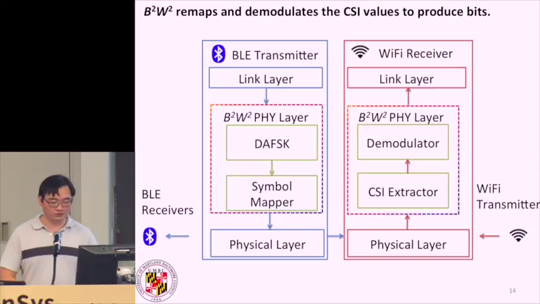So again, I just wanted to show you the final summary of our system diagram. So we embed information via power for Bluetooth. We change the power of transmission to Bluetooth, and we receive that information using Wi-Fi.